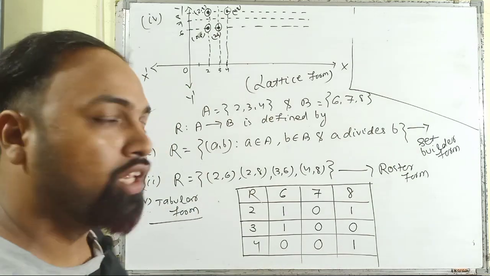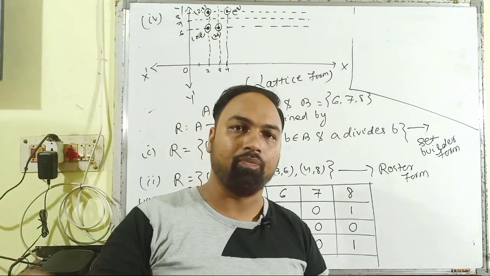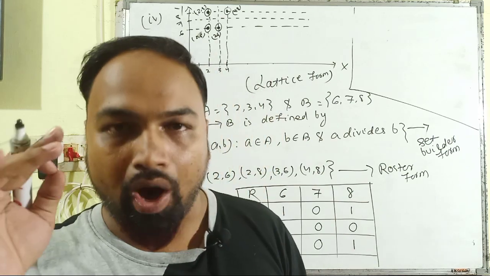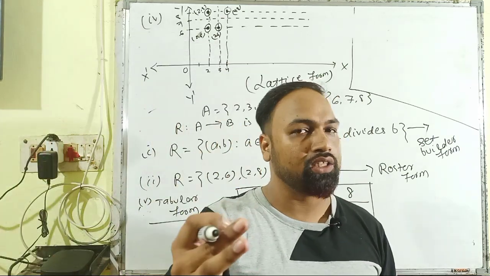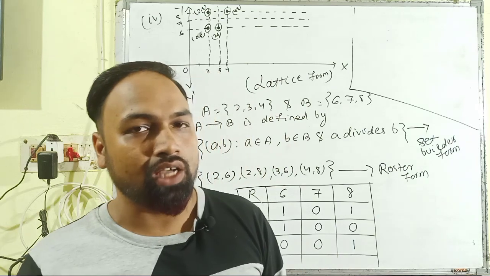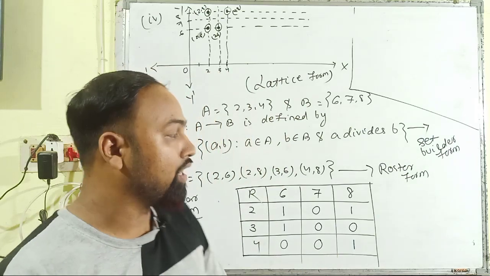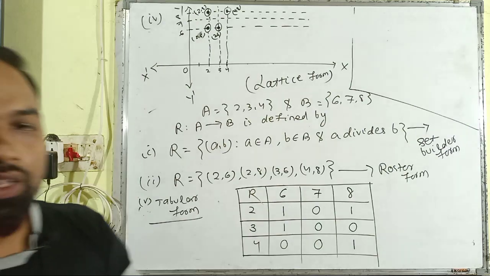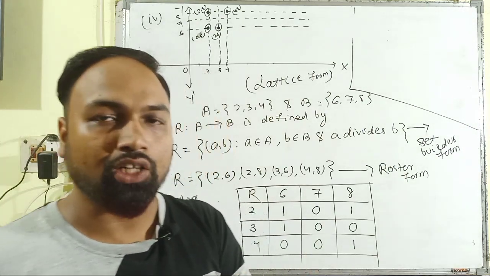So we have completed the representation of a relation in different formats. So 5 formats are there. One is the Set-Builder method, the second is the roster form, the third is the arrow diagram method, then the lattice form, and lastly the tabular form. Then moving towards some of the important fundamentals of relation.